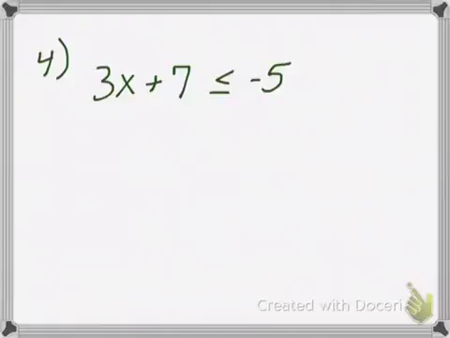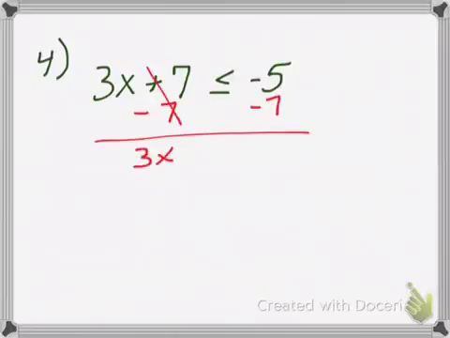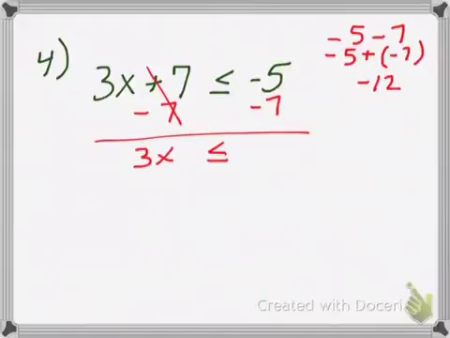3x plus 7 is less than or equal to negative 5. So I just subtract 7 from both sides. I get 3x is less than or equal to negative 5 minus 7. I can use keep change, so negative 5, keep my first number, change subtraction to addition, change the second number to its opposite. Negative 5 plus negative 7 is negative 12. So 3x is less than or equal to negative 12. Divide by my coefficient, and I get x is less than or equal to negative 4.